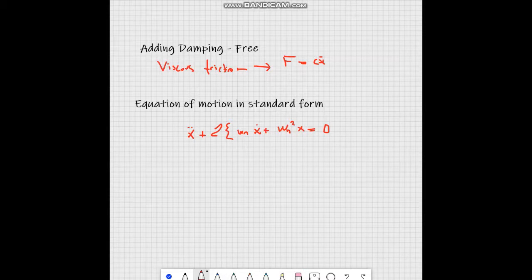So these first two terms are free vibration. If we add damping, we need to add this term. Let's define our psi as equal to c over 2 square root of mass multiplied by spring constant.